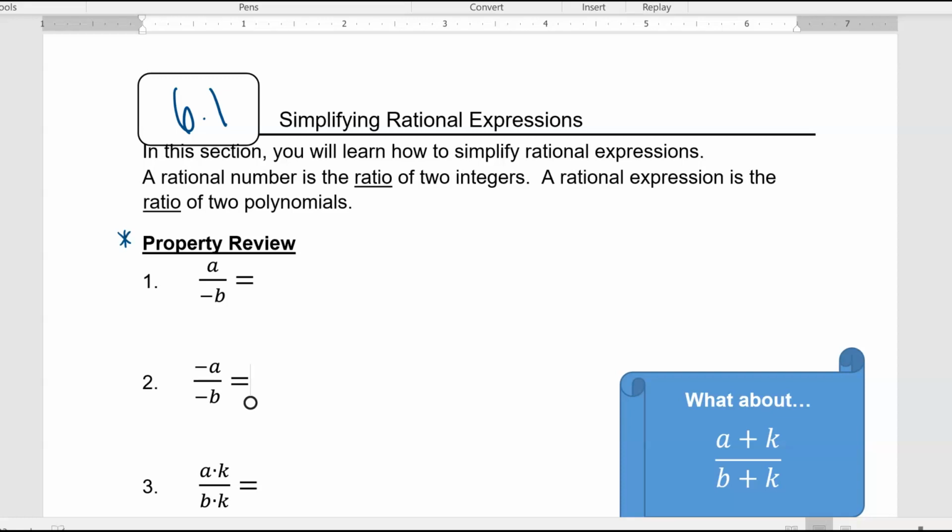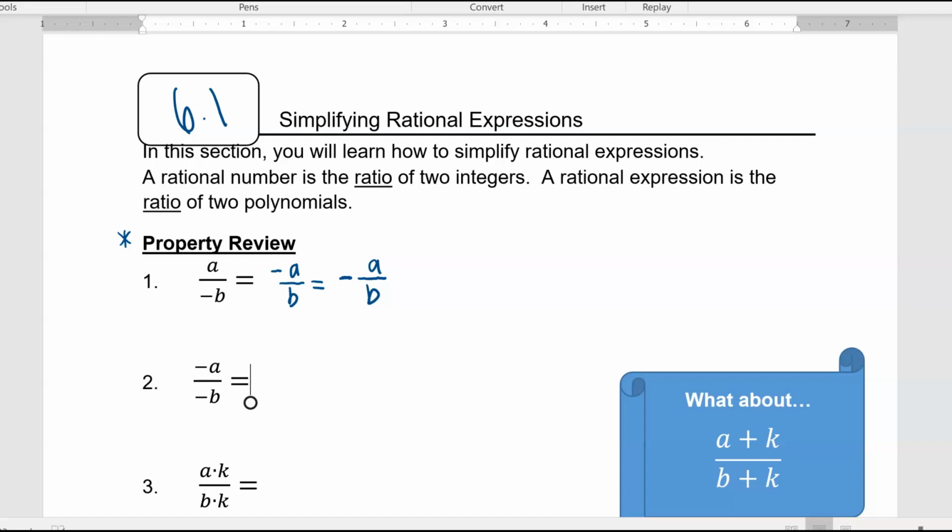First, a over negative b. A lot of students don't know that a over negative b is the same as negative a over b, because both of these fractions are considered to be negative. So that's why they're the same. And also you can see that negative right beside that line. So all of these are equivalent to each other in number one. Again, all of these are negative fractions and they are all equivalent to each other.